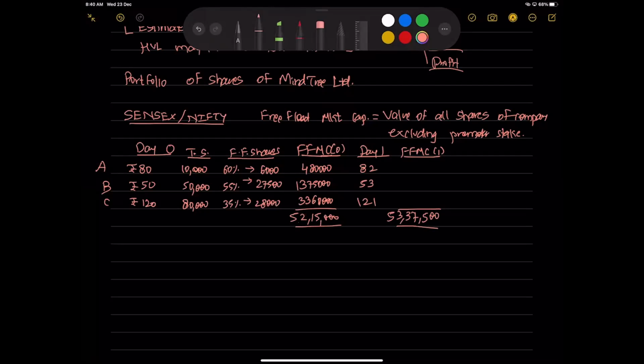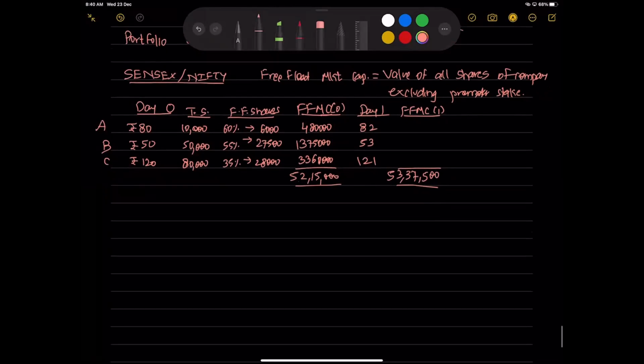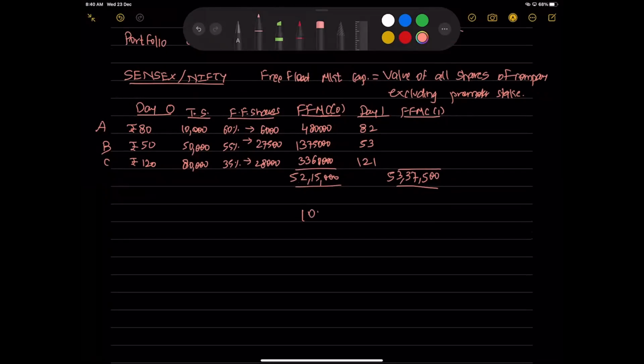Okay. So now the day one index is what we are going to compute using this. The index was 1000 at the start. It always starts with 1000. So with the free float market cap on day one, how much is the index going to be? You can simply do a cross multiplication: 53,37,500 into 1000 divided by 52,15,000, which is 1023.49. This is your index on the basis of the free float market cap on day one.